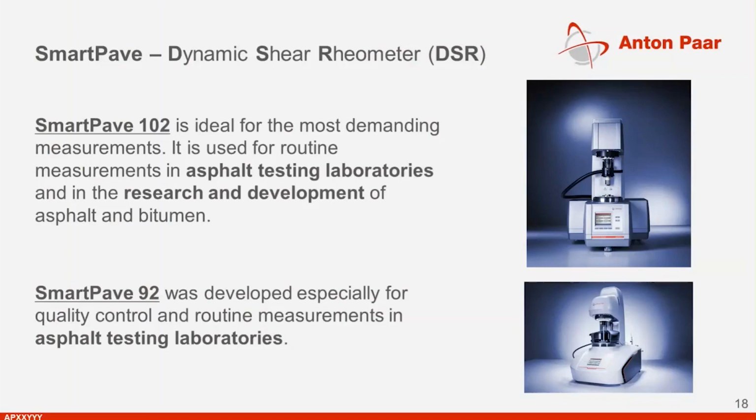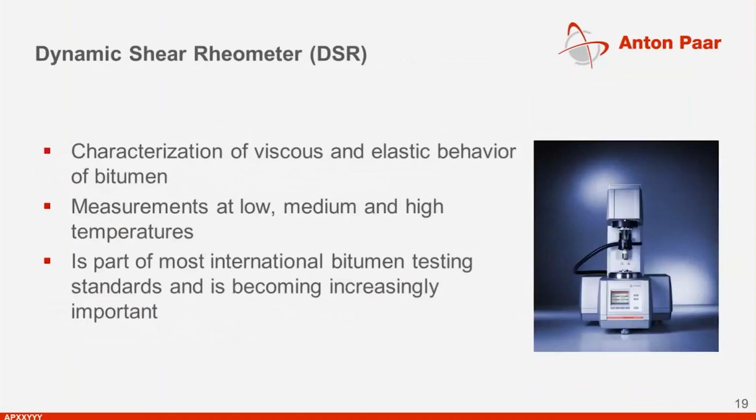The other device we are offering is the SmartPave 92, which is developed especially for the daily quality control and routine measurements in asphalt labs. So both devices are using the high dynamic EC motor and coming with an air bearing of high stiffness. The 102 is having a wider torque range than the 92, and it is also coming with normal force control.